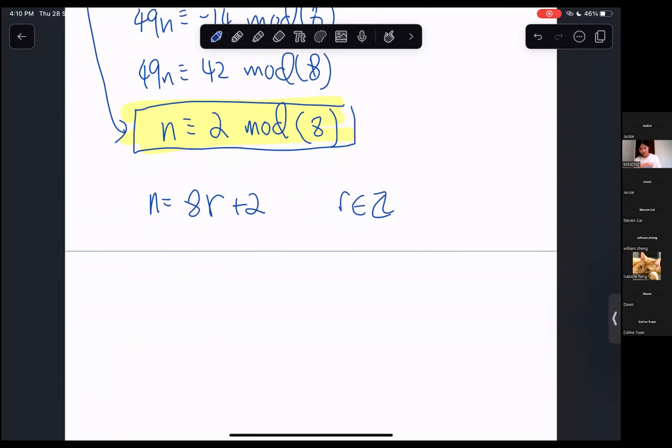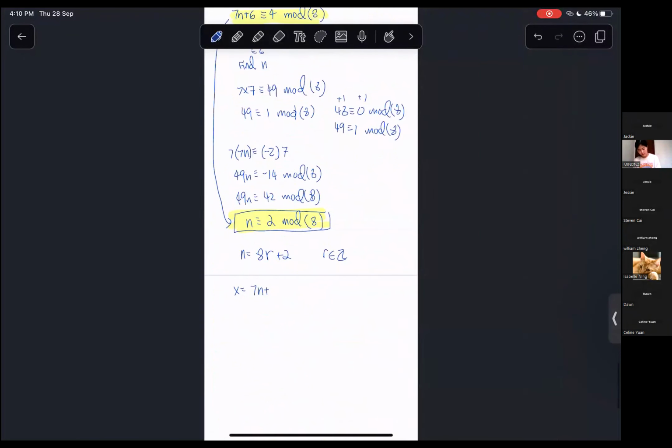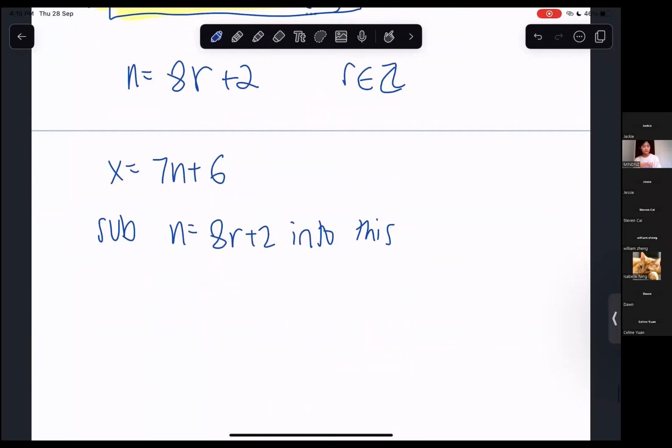Well, we know that x equals 7n plus, what was it, 6? Let's substitute n equals this into this. So what would that be? What would x be in terms of stuff like this, if we substituted the n out for 8r plus 2? What would we get?